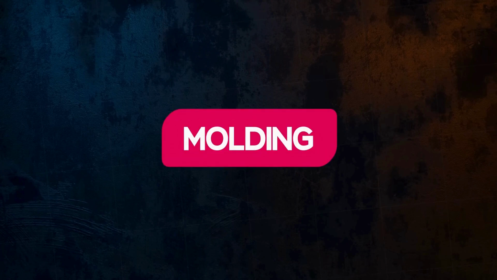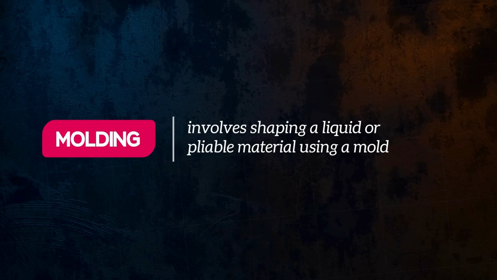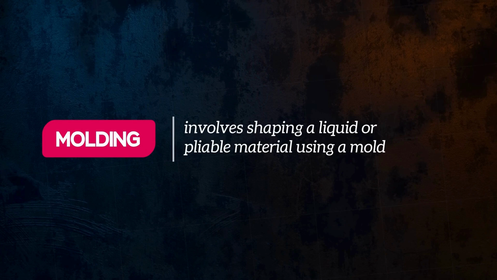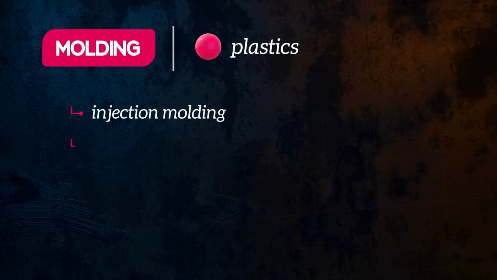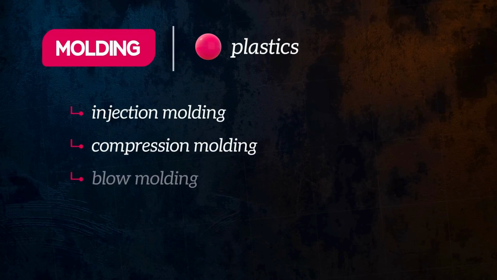Molding is very similar to casting. It involves shaping a liquid or pliable material using a mold. Most of the time, molding is used for forming plastics. Typical molding processes are injection molding, compression molding, and blow molding. Let's look at the first two.